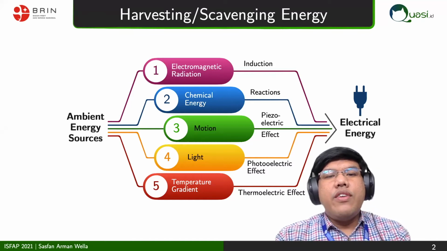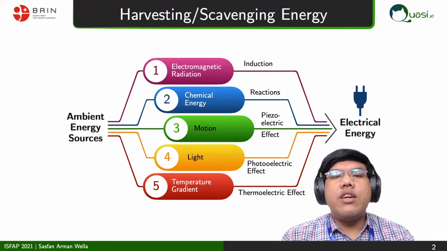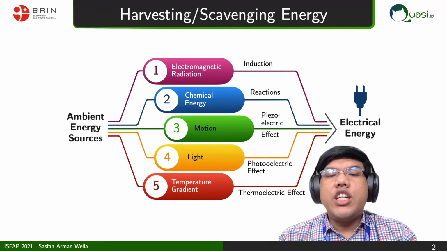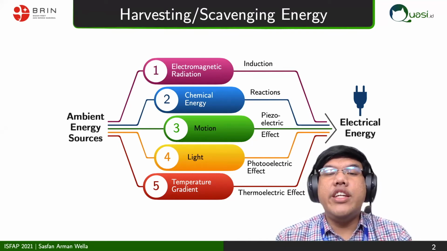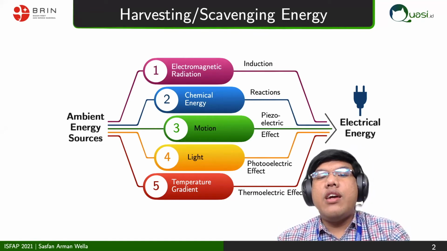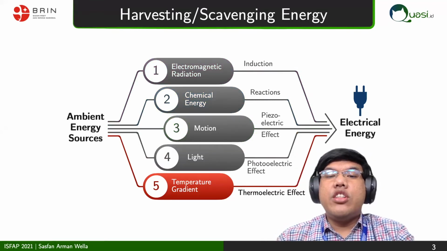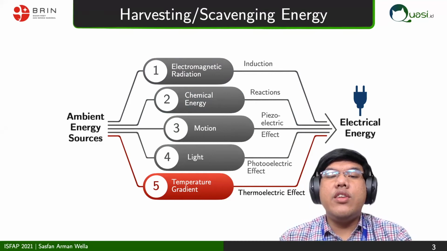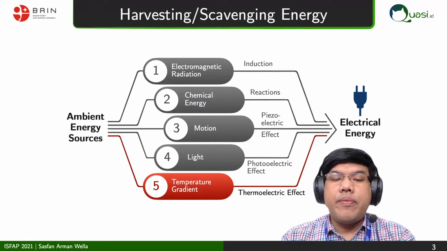We start with the fact that we have many ambient energy sources around us, such as electromagnetic radiation, chemical energy, motion, light, temperature gradient, and so on. In this work, we will focus on how to take advantage of temperature gradient. The temperature gradient can be converted into electrical energy through a physical phenomenon called the thermoelectric effect.